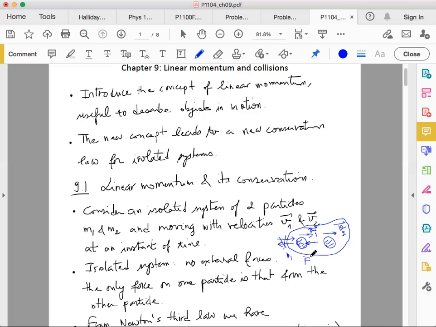So the only force acting on 1 is the force exerted by 2, which we call F21. And in a similar way, if you have a look at M2, you will see that the only force acting on M2 is the force exerted by the particle 1. So this is why we call it F12. And as you all know from Newton's third law, if you have two particles and one is exerting a force F21 on the second, then the second exerts a force F12 on the first.